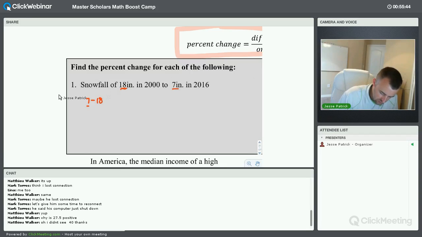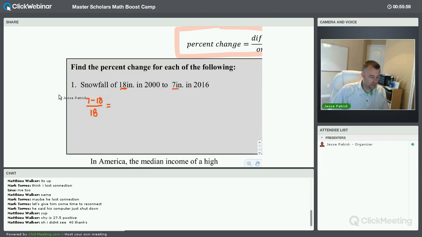I'll show you what happens if you don't do that. It'll still work out. You just have to kind of be aware. But the original number in this case was the year 2000, it was the 18. So you're going to divide this by 18, and you're going to get a decimal, hopefully. I mean, that's what a percentage is. You'll just have to convert it.